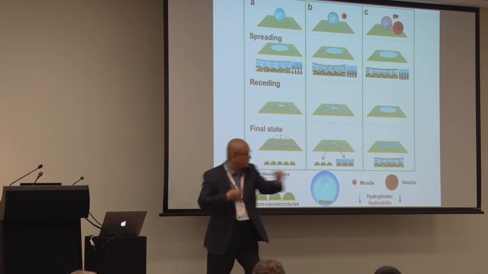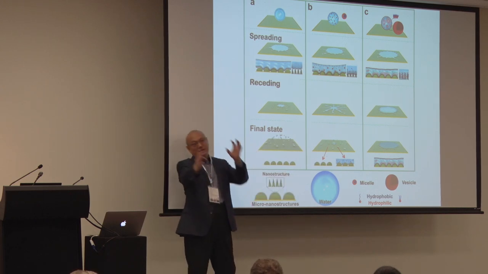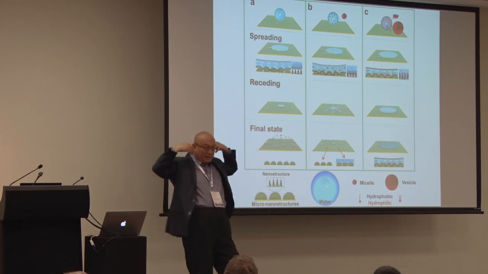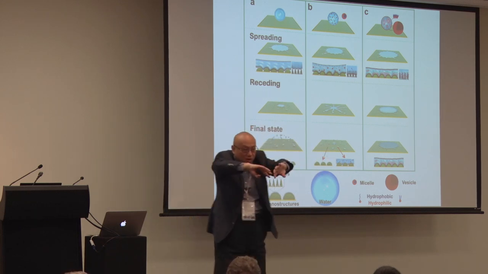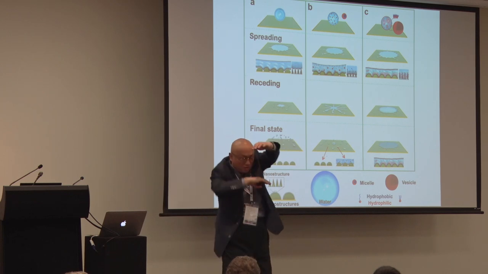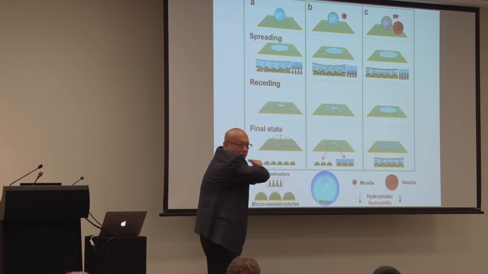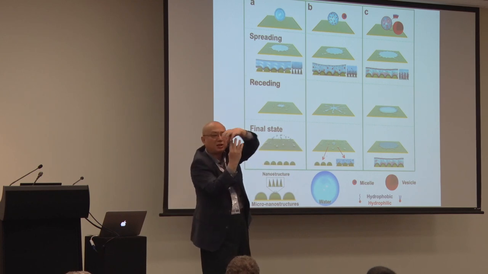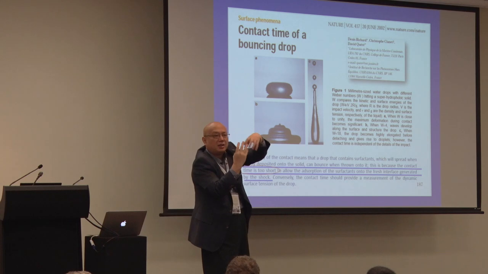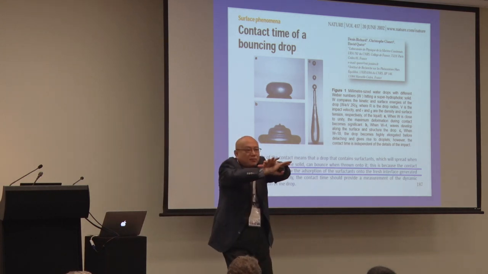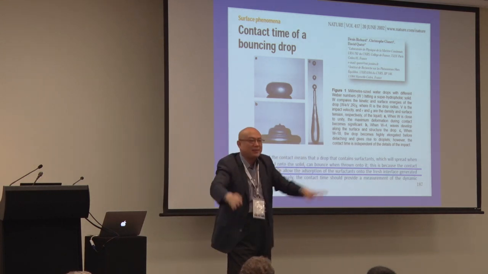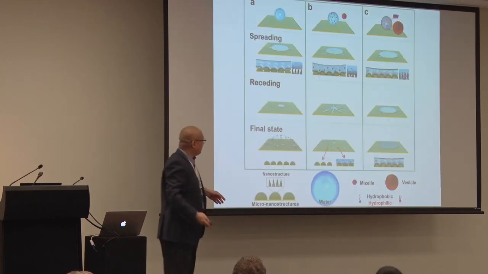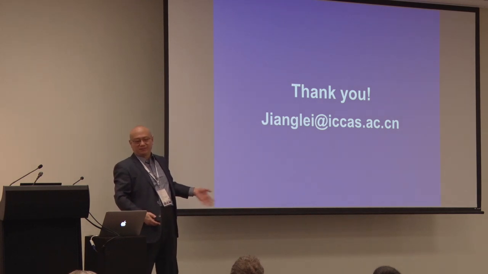Okay, jump and jump back. But this vesicle is random, flexible. When they hit the surface, the surfactant molecules will change the hydrophobic chain on the superhydrophobic surface, and then make the hydrophilic head face outward, and then change the surface from superhydrophobic to superhydrophilic within 10 milliseconds. Okay? Yeah, finish. Okay, thank you.